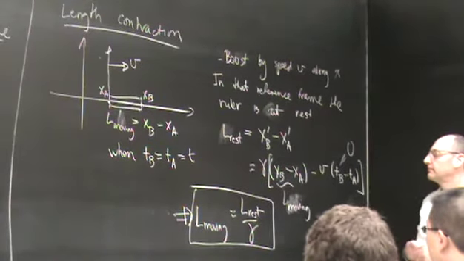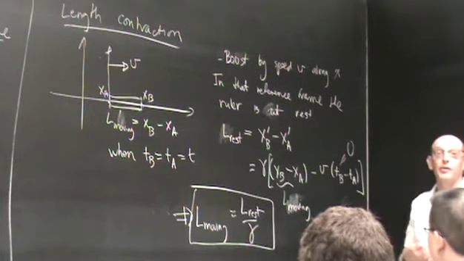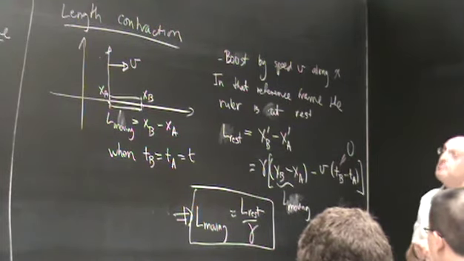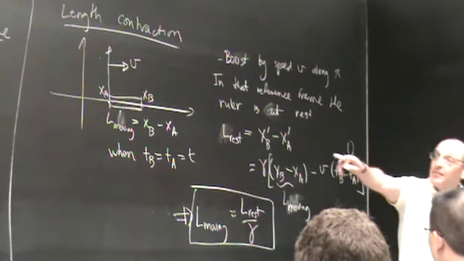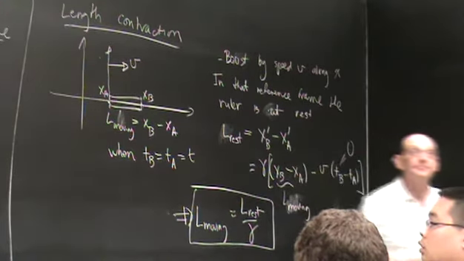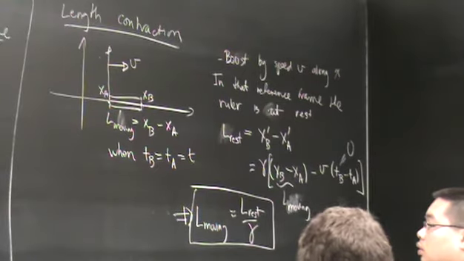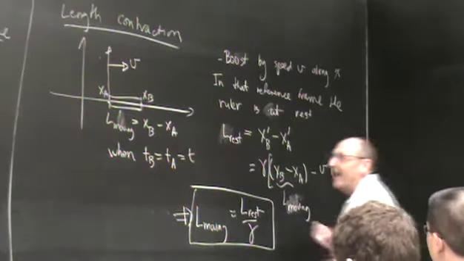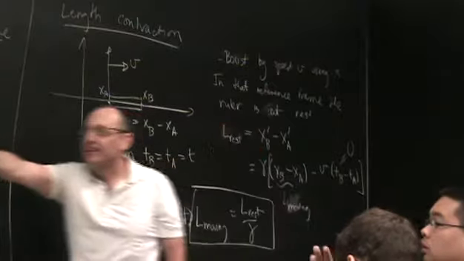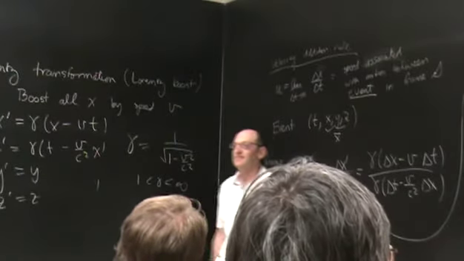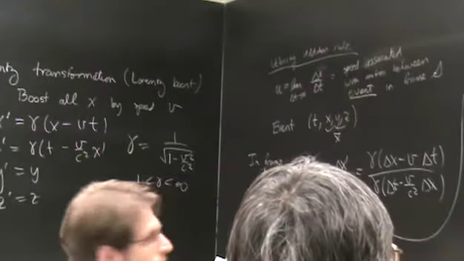Gamma is less than 1, isn't it? No, gamma is always bigger than 1. You're thinking about beta. Gamma is defined there, 1 over the square root of 1 minus beta squared. It's in the coordinate transformation. When v goes to c, gamma goes to infinity. You were thinking of beta.